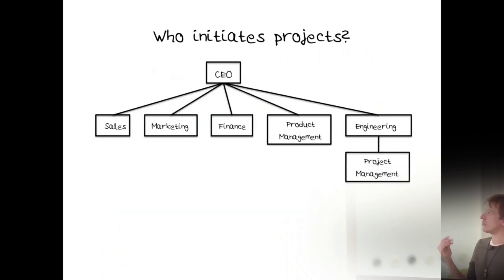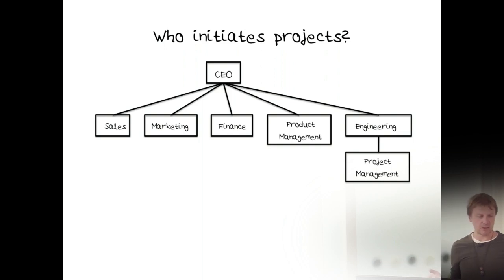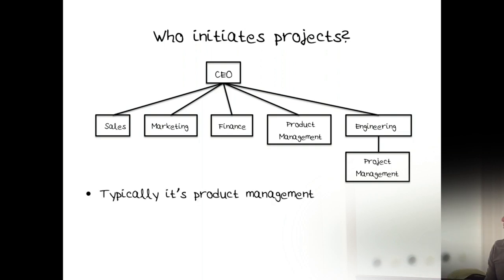By far the biggest problem in project management, because, you know, we are emotional and we get sick, and our kids get sick, you cannot predict our behavior, really. And then changing and incomplete requirements. So, typical organization, you have a CEO, you have sales and marketing, finance, product management, engineering, technology, and typically project management. The projects done within the engineering department are typically managed within the engineering department. So now, who initiates projects? Well, typically it's product management.